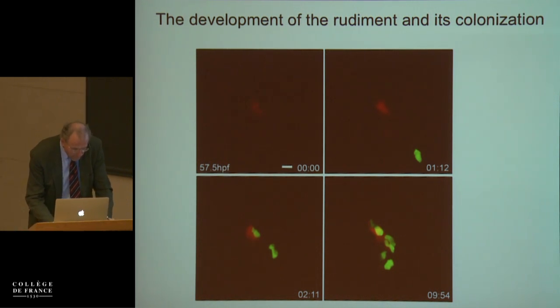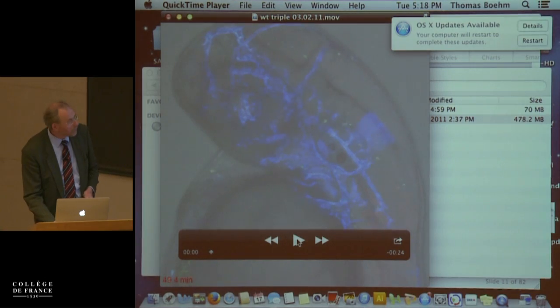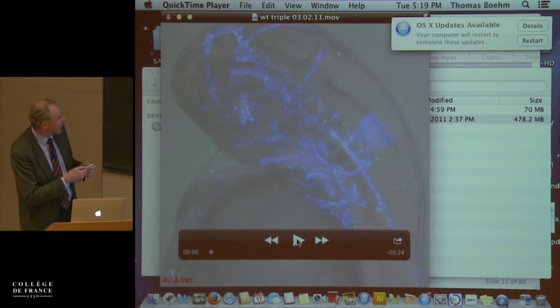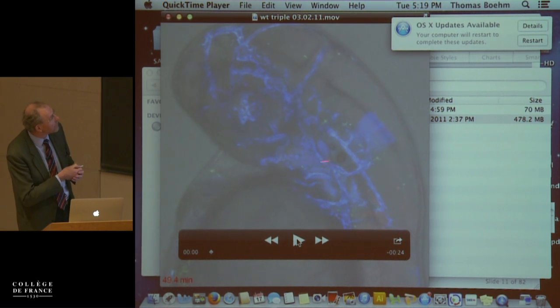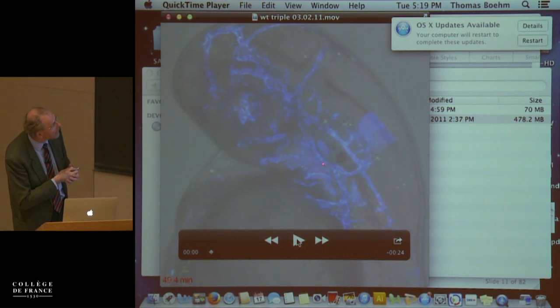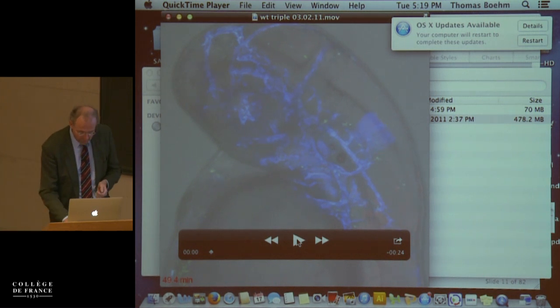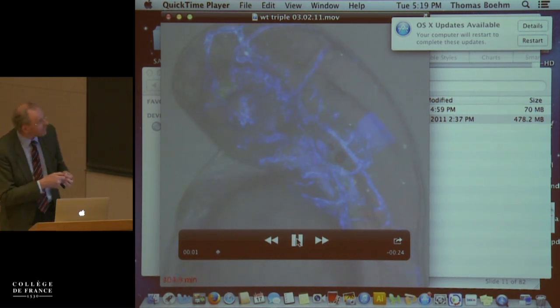So I'll have to now exit this for just 1 second. Okay, so what you see here is now the beginning of this observation period. You see in blue the vasculature. You see a couple of embryonic macrophages that are in light green. And you will see them moving about. And what you will notice is that in this area here, sandwiched between these different types of vessels, there will be the development of the thymic rudiment. And this will appear red as time goes by. So I hope we'll see this in these light conditions.